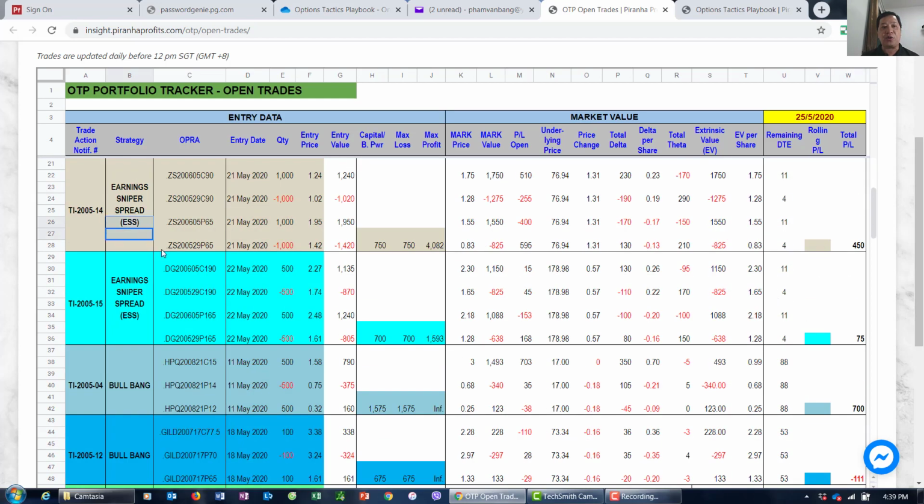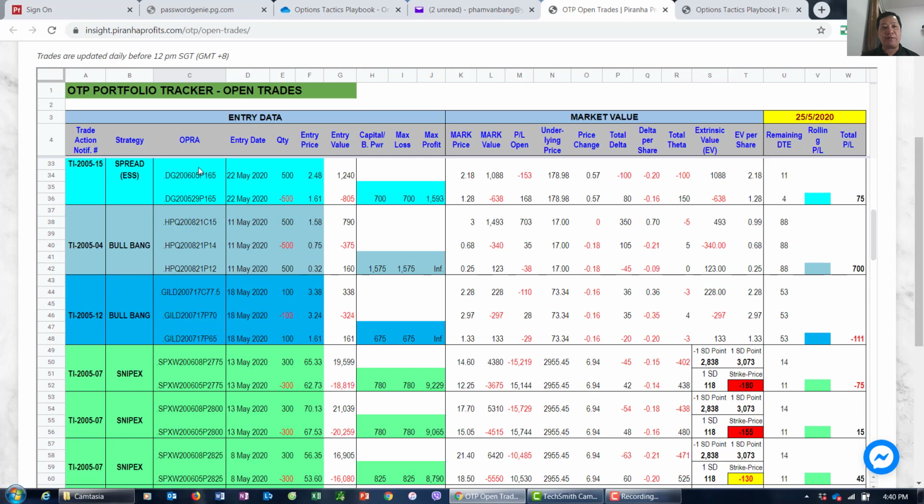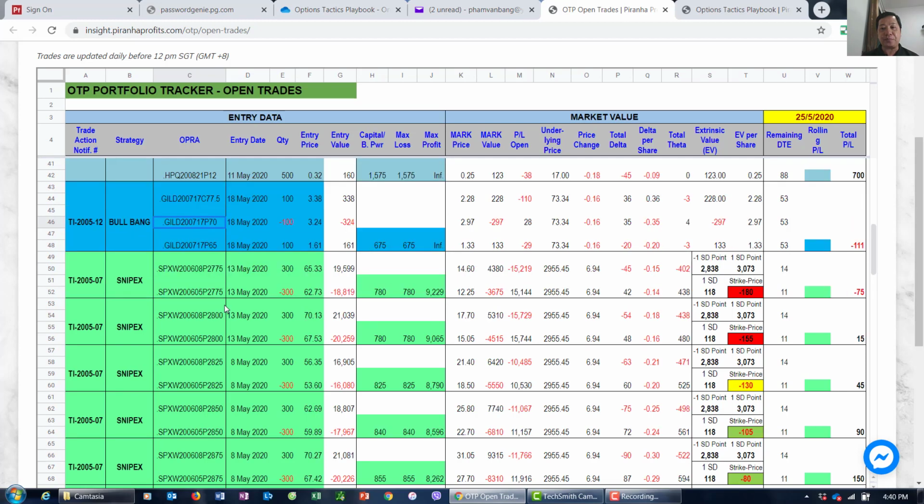And you can see also trades that I sent out on the ESS, which is earnings sniper spread, the new strategies that I developed. And I'm having the Z-scaler right now and the Dollar General. So those are the two trades that are still open. And then, of course, we have Boonbang on HPQ and the G-layer trade also on the Boonbang strategy.